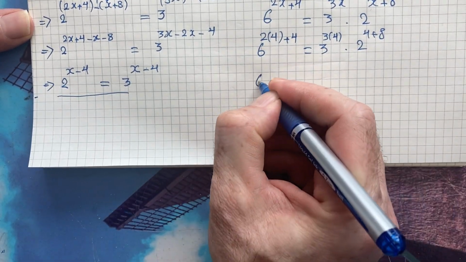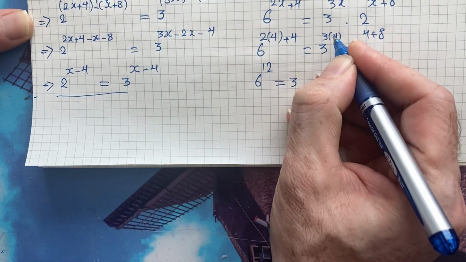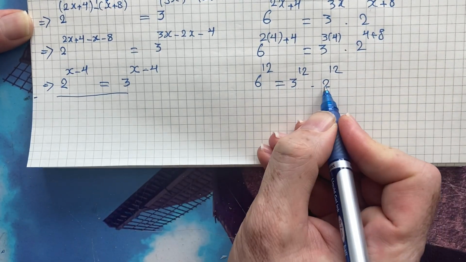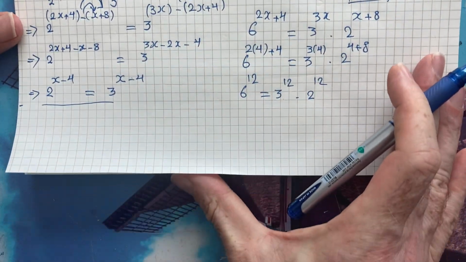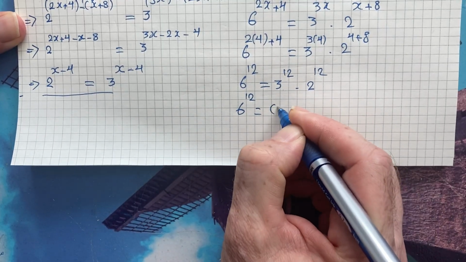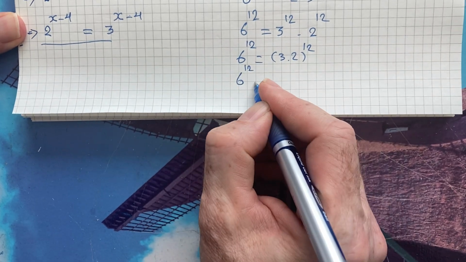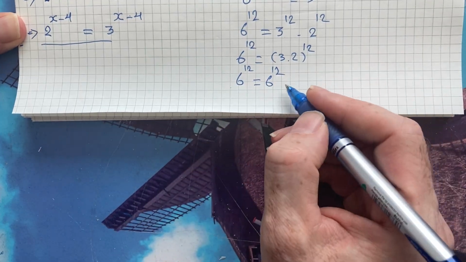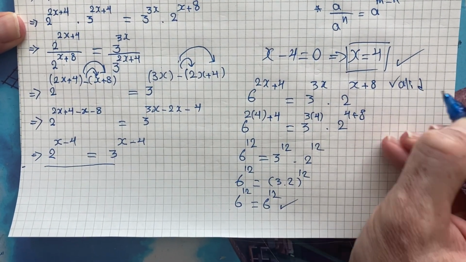So it is gonna be 6 raised to 2 times 4, 8 plus 4, 12, equals 3 raised to 12 times 2 raised to 4 plus 8, 12. What is this? Exactly this rule. This rule. Let's work backward. So it is gonna be 6 raised to 12 equals (3 times 2) raised to 12. So 6 raised to the power of 12 is gonna be 6 raised to the power of 12. Both sides are equal. So x equals 4 is a valid answer.